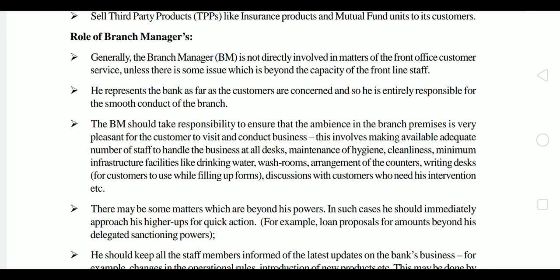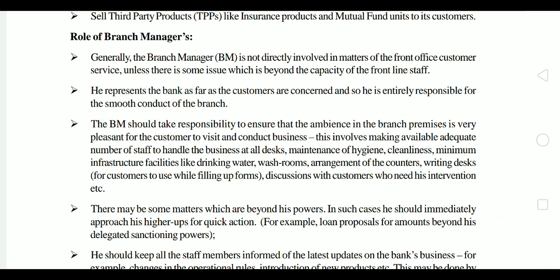So good morning students, today we will start with the role of bank branch manager. As we have already discussed in the previous part 1 what a bank branch setup is, and we have talked about various services of a branch. So today I will talk about the role of branch manager.